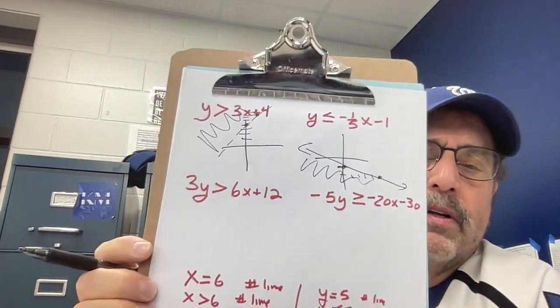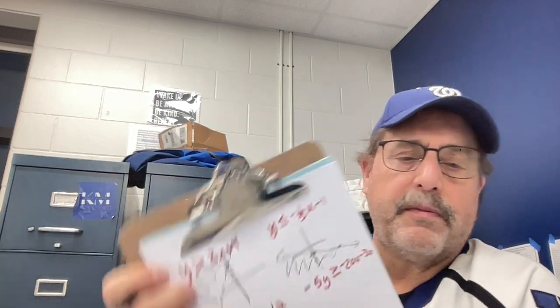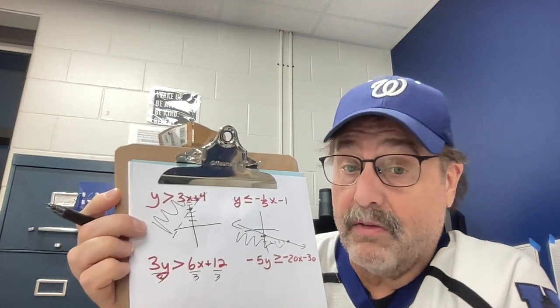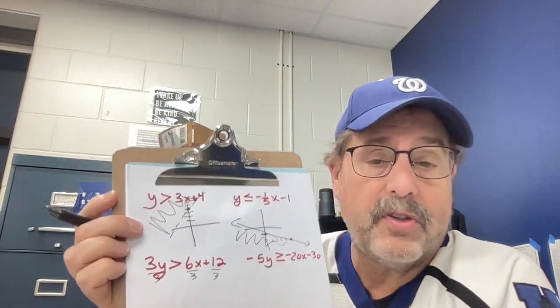All right. Y is not alone. Get it alone. Divide by 3, divide by 3, divide by 3. By the way, you can pause this video, make it go faster, slower, so many things.